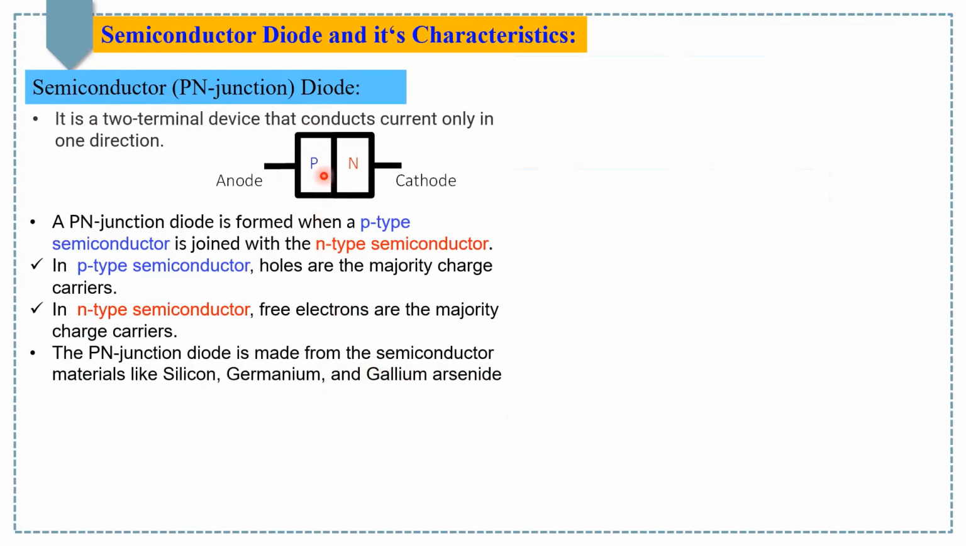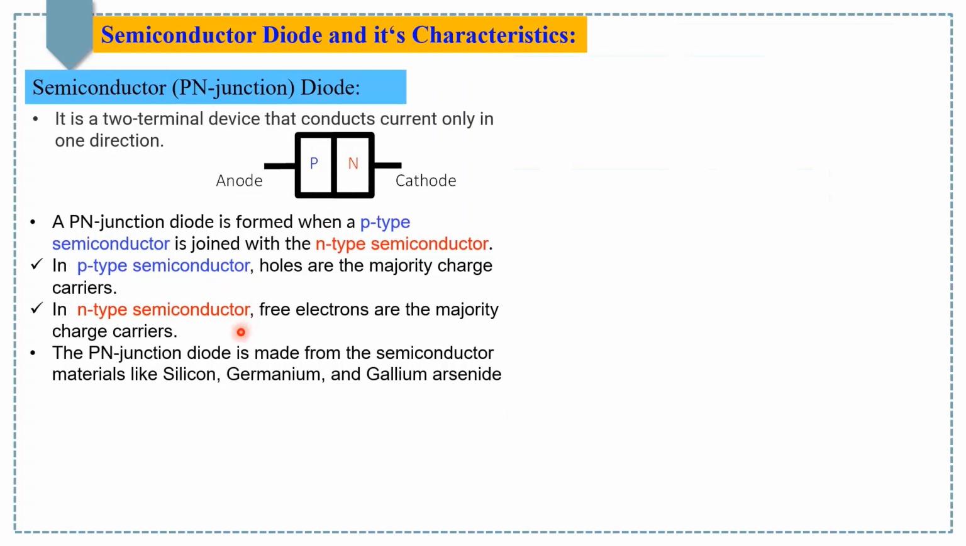We can form a p-n junction by doping one side of the semiconductor crystal with a trivalent impurity and the other side of the crystal with a pentavalent impurity. The side of the crystal doped with trivalent is called p-type semiconductor, and the side doped with pentavalent is called n-type semiconductor. The middle portion is called the depletion layer or depletion region.